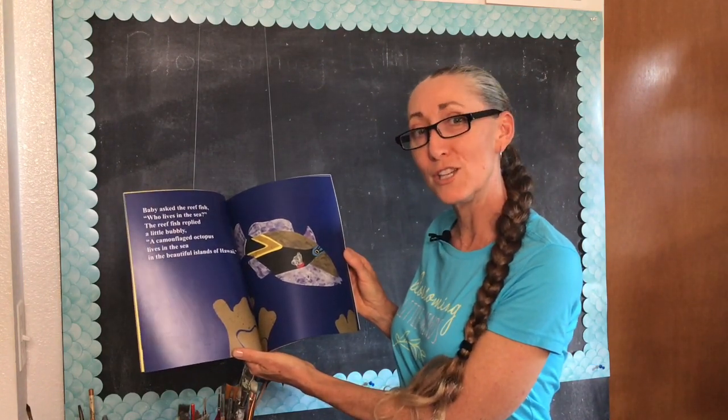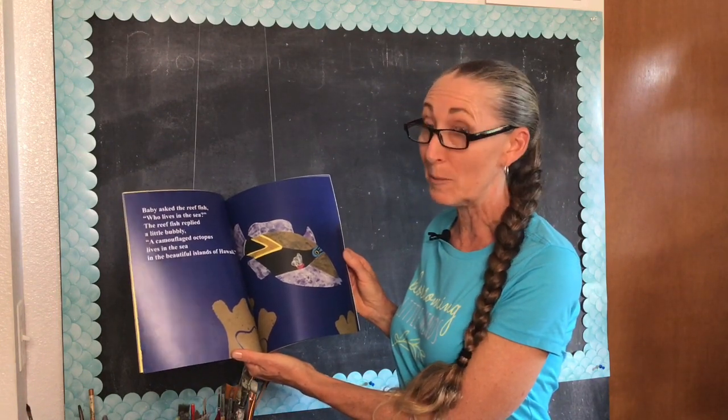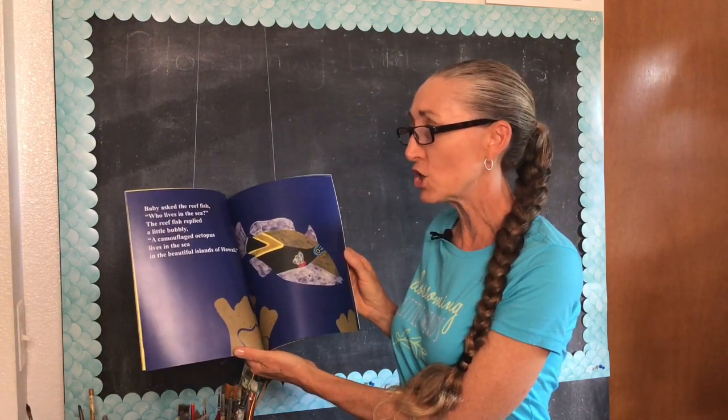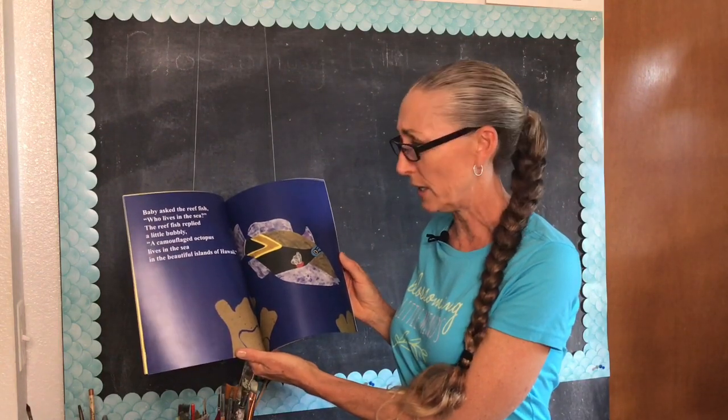Baby asked the reef fish, "Who lives in the sea?" The reef fish replied a little bubbly, "A camouflage octopus lives in the sea in the beautiful islands of Hawaii."